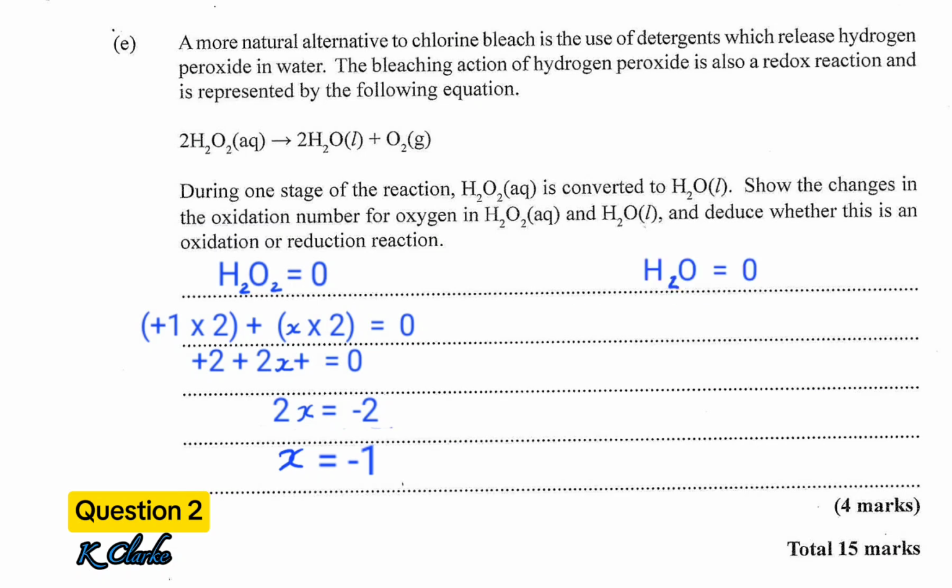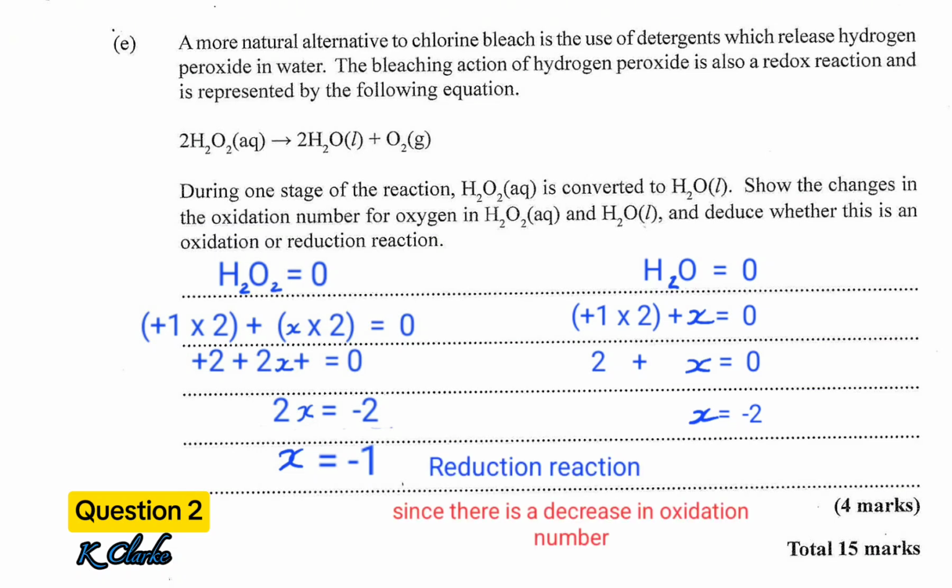The oxidation number for the water molecule is 0. To find the oxidation number for oxygen, hydrogen is +1, since there are 2, multiply by 2, plus the unknown x. 2 plus x equals 0. We are going to carry the numeral 2 over the equation sign. Therefore, the oxidation number of oxygen in water is -2. This is a reduction reaction since there is a decrease in oxidation number.